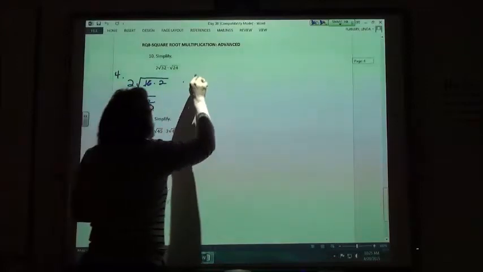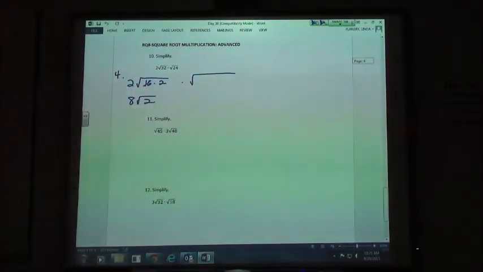I'm going to multiply it by the square root of 24, which again I can simplify. 24 I can factor into 12 and 2. I want a perfect square.